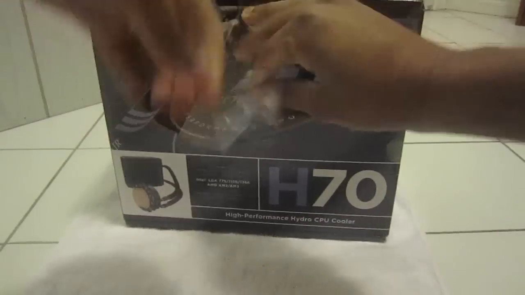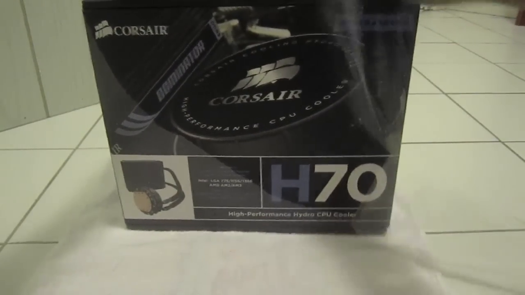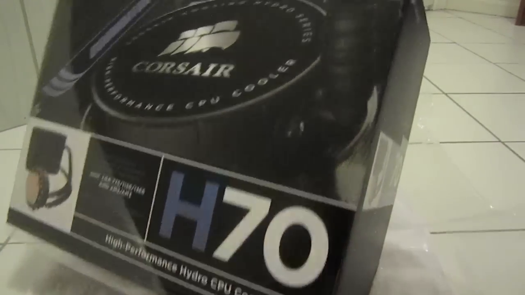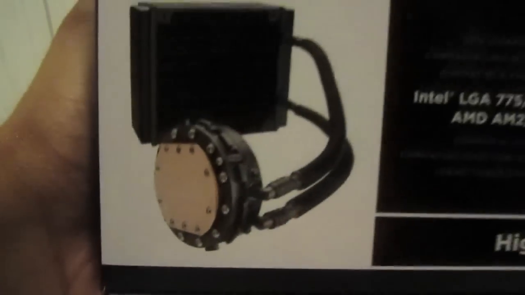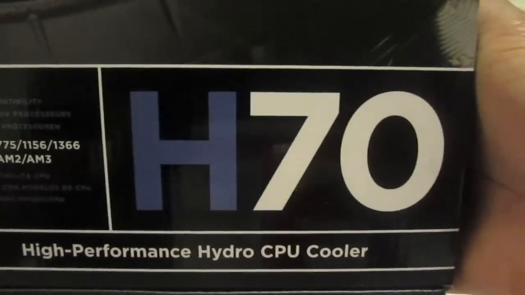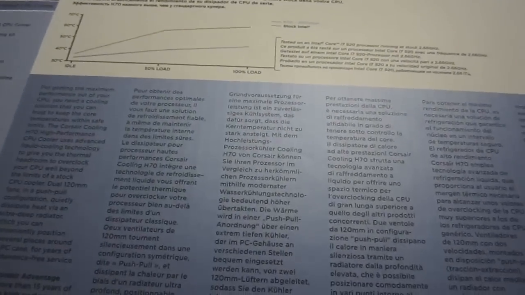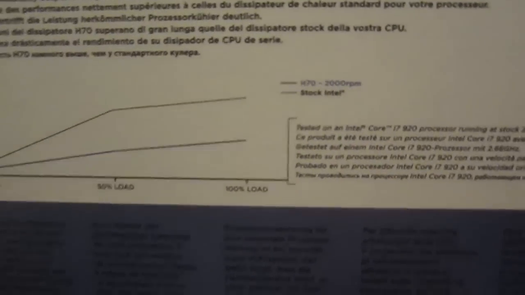So let's open this real quick, take off the wrapping. Alright, so let me just give you a brief overview of the box. There you have the cooler itself. Right there, H70. That's the front. The side right here has some info, and the other side just says H70, and the back also has some nice info right there. Alright, so let me just open this real quick and let's see what's inside.